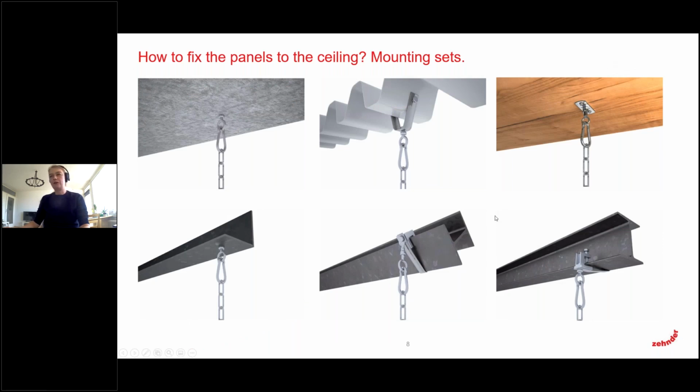And of course, we need to fix them to the ceiling. The standard way of doing that is what we call mounting sets. We have mounting sets for basically all kinds of applications of our products. So we have some for concrete ceilings, we have these steel sheets, we have solutions for wooden ceilings as well, and different kinds of steel bars in any kind of building.